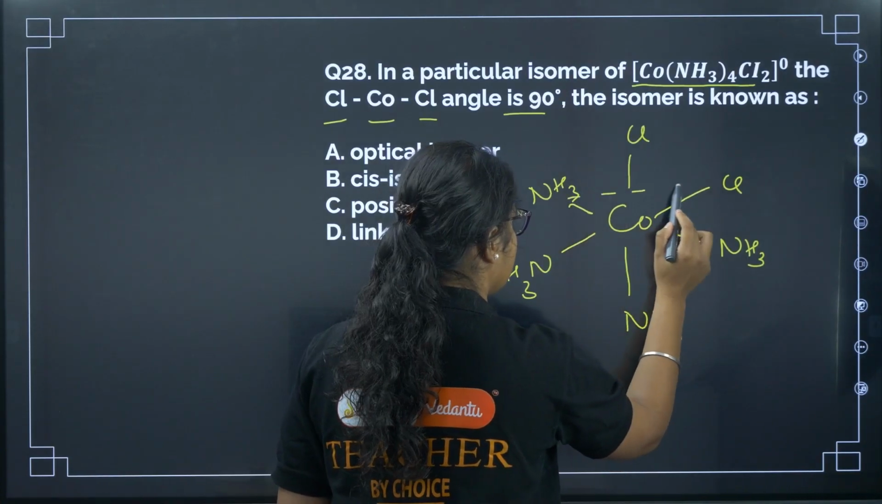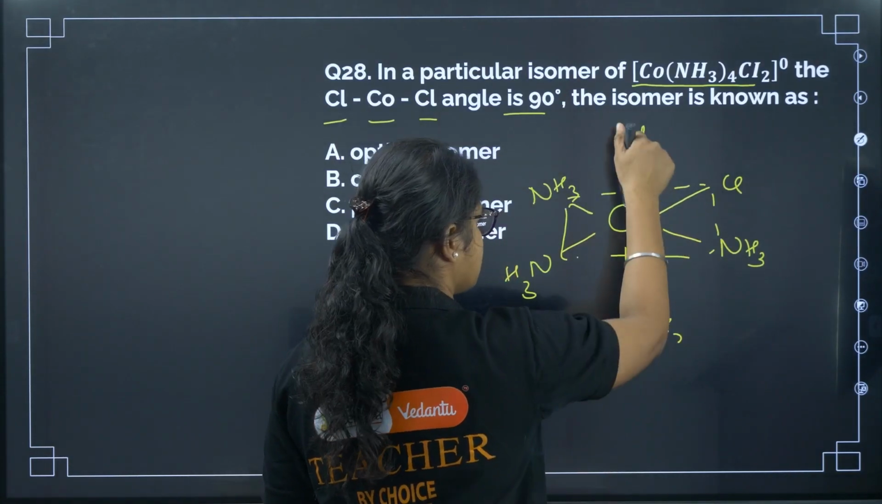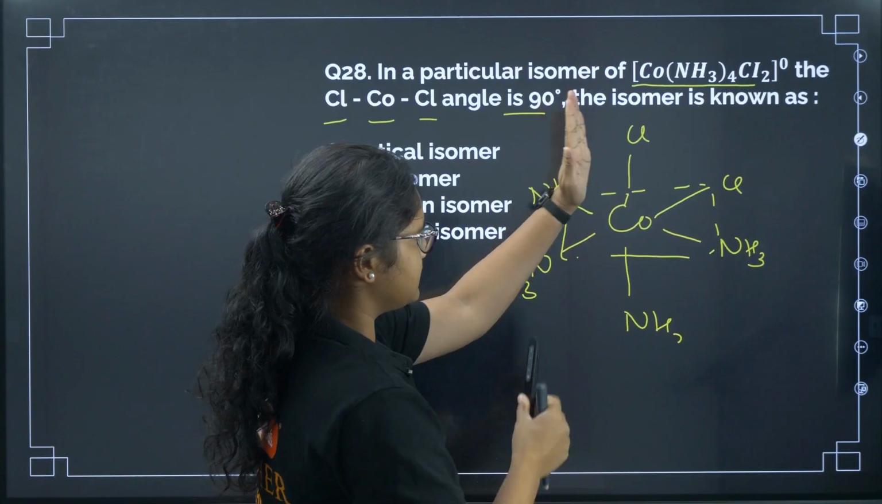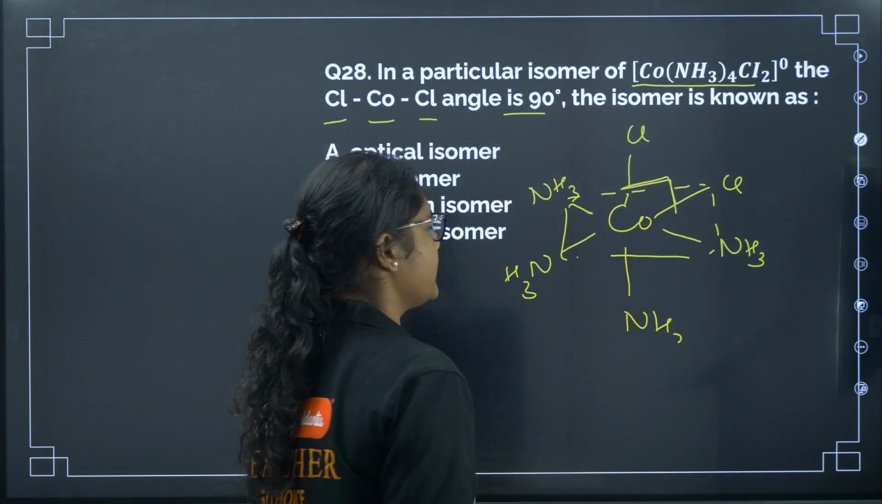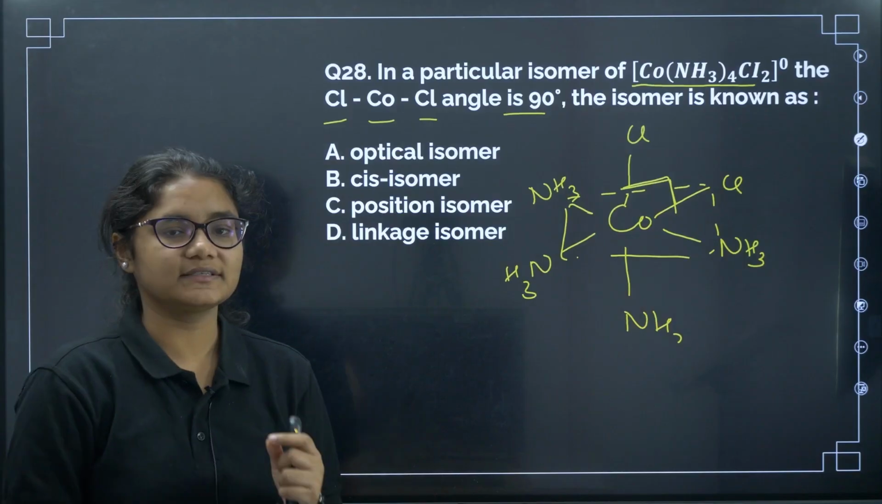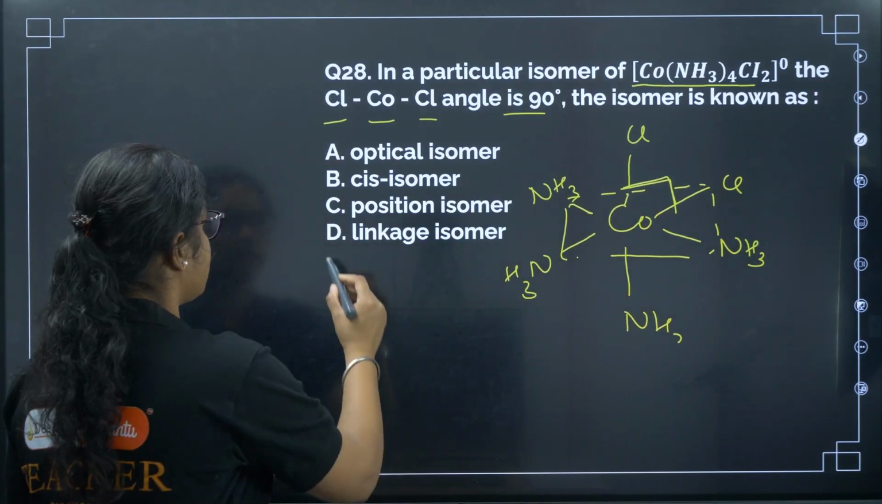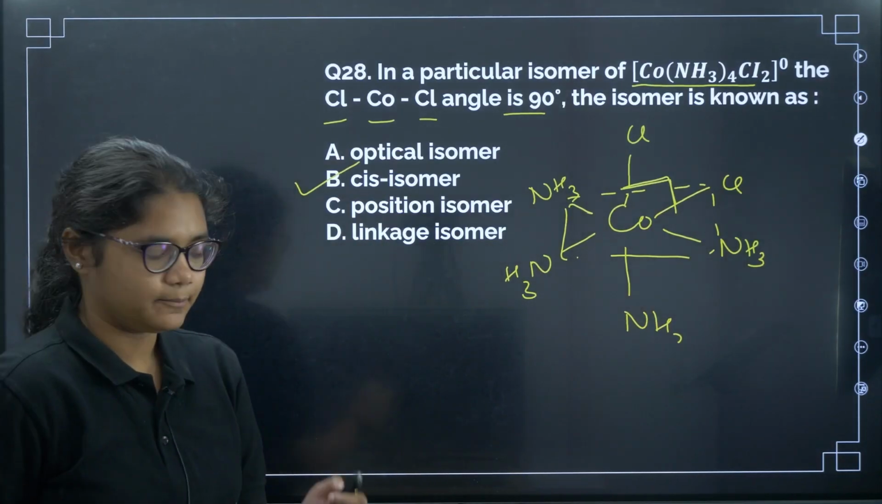and NH3 and one more NH3 I'll add here. So this is in one plane, right? And this is perpendicular to this. So you can imagine this is perpendicular and this is in the plane. So this angle is 90 degrees, right? So this is which type of isomer? This is a cis type of isomer. So the correct answer will be option number B.